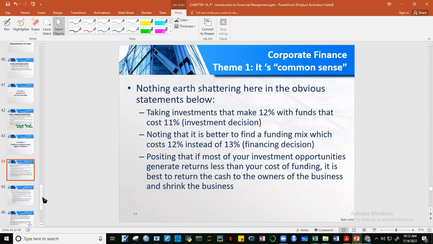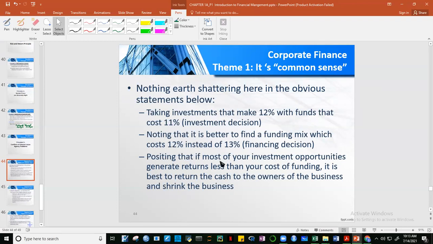Okay? So to summarize, guys, corporate finance is just common sense, no? It's nothing earth-shattering. For example, in the investment principle, taking investments that make 12% with funds that cost 11% makes sense, di ba? We will only invest in projects whose returns are greater than the average cost of capital. If it costs the company 11% to acquire funds, we should not invest in projects whose returns are below 11%. That's common sense. Our returns on the project should be higher than the cost of acquiring funds.